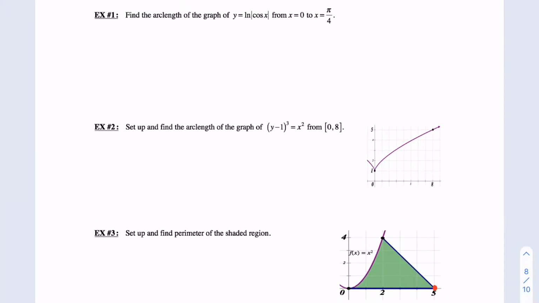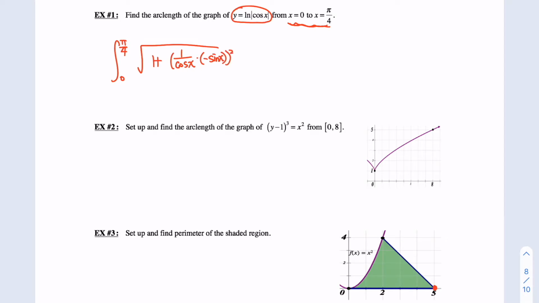So example 1, find the arc length of the graph y equals ln absolute value of cosine of x from 0 to pi over 4. You don't have to sketch the graph. You can directly apply the formula, 0 to pi over 4, square root of 1 plus y prime squared. The derivative of y is given by 1 over cosine of x times the derivative of cosine, which gives you a negative sign.